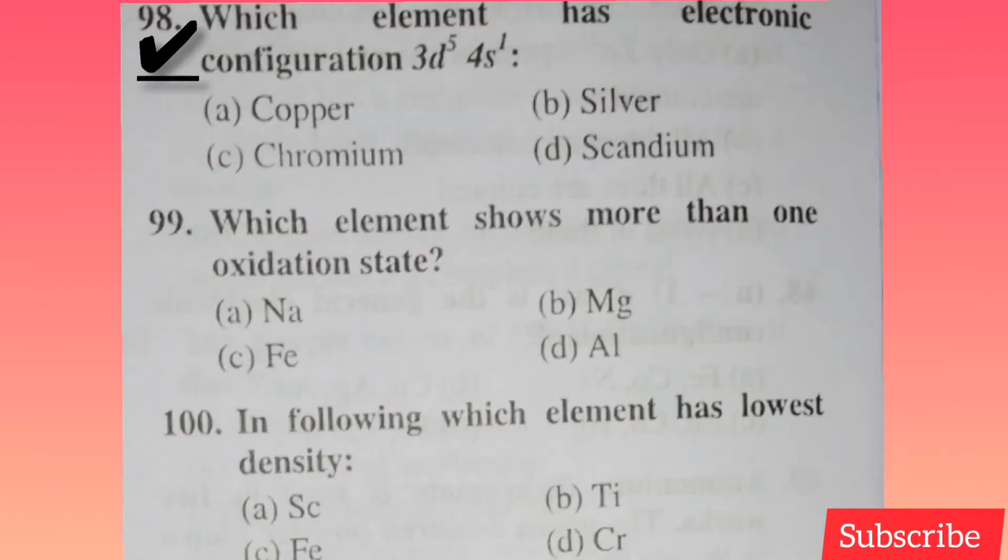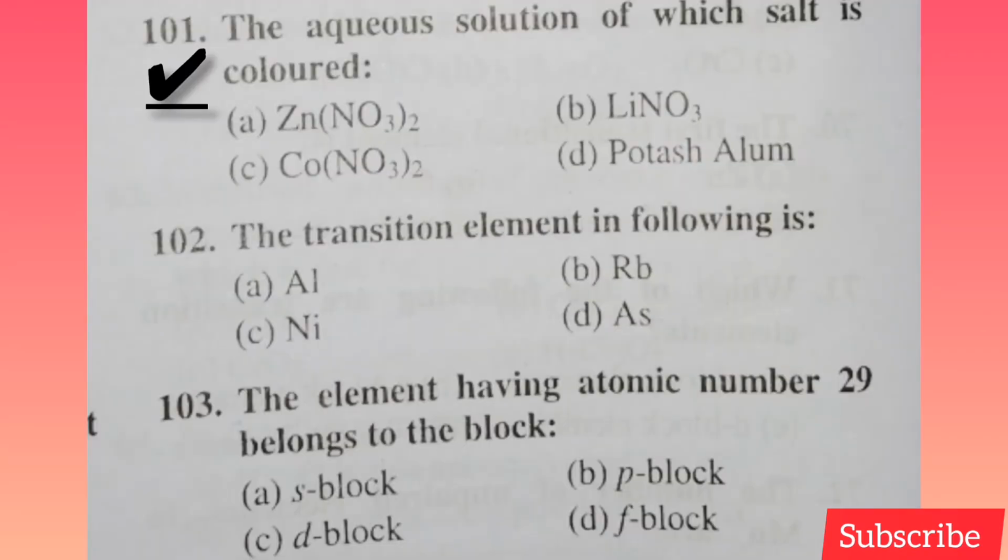Which element has electronic configuration 3d5 4s1? Option C is correct. Which element shows more than one oxidation state? Option C is correct. In following which element has lowest density? Option A is correct. The aqueous solution of which salt is colored? Option C is correct. The transition element in following is option C.